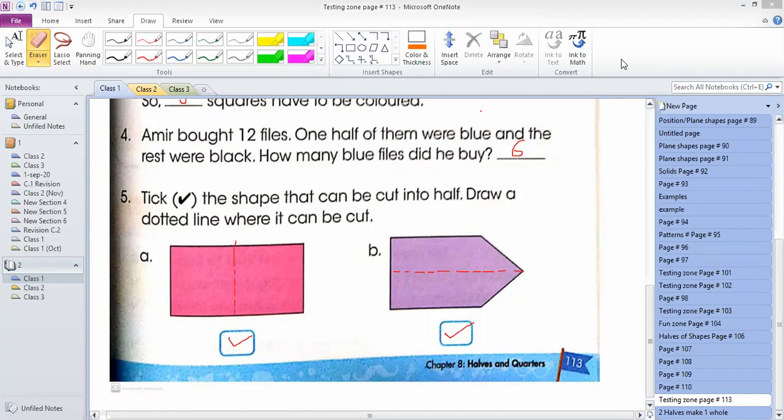Okay, no questions. How was the unit? Was it easy, guys? Yes.